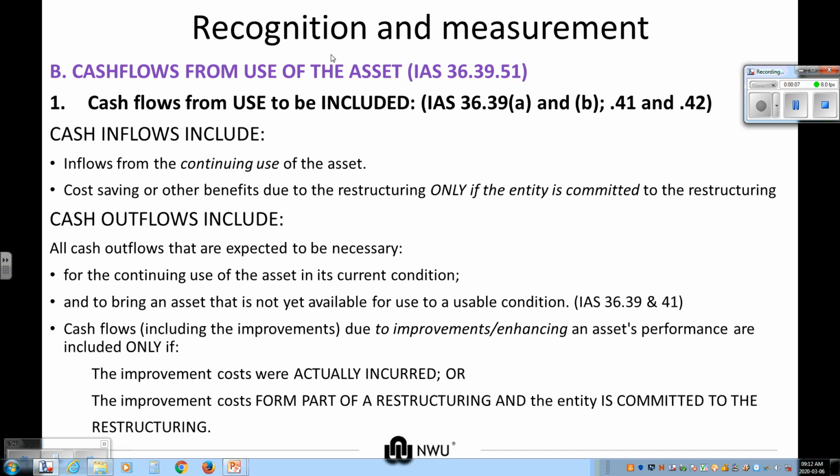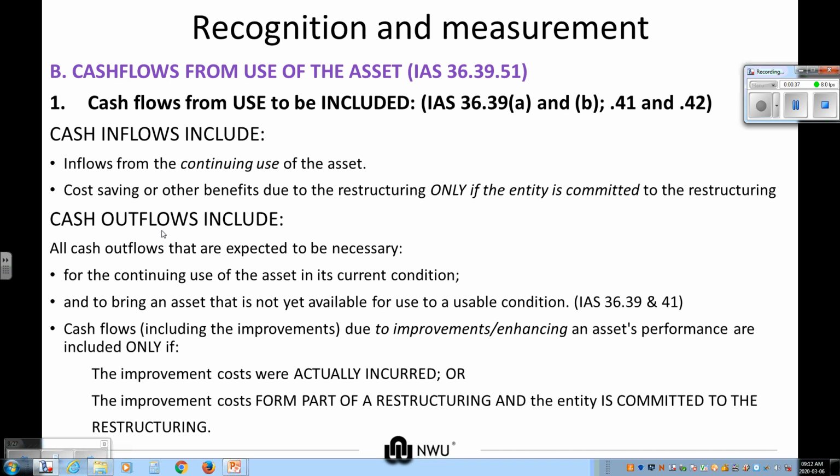So remember, the cash flows from the use of the asset will be taken into consideration, and the cash flows from the use to be included will be our inflows. So the money that we make out of this asset by using this asset, and then cost saving or other benefits due to restructuring, but only if the entity is committed to the restructuring. So we will have to tell you this in a question.